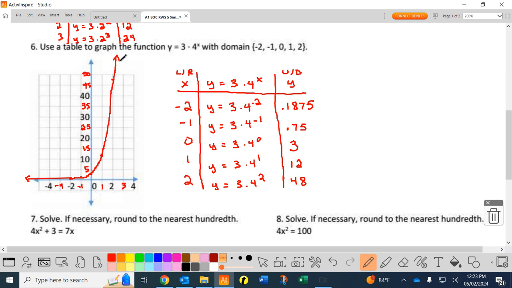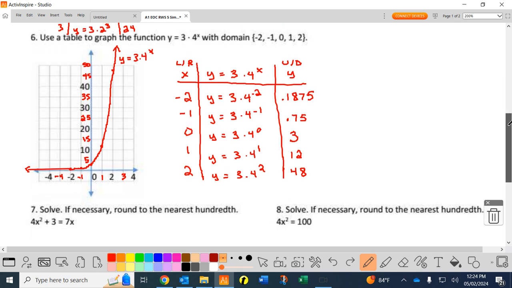Now the function needs to be labeled y equals 3 times 4 to the x. Alright. Any questions on graphing exponentials, anything about plugging into exponentials, please let me know if you have any.